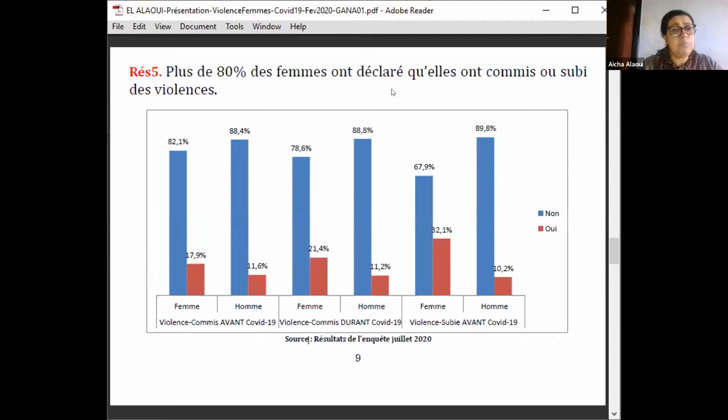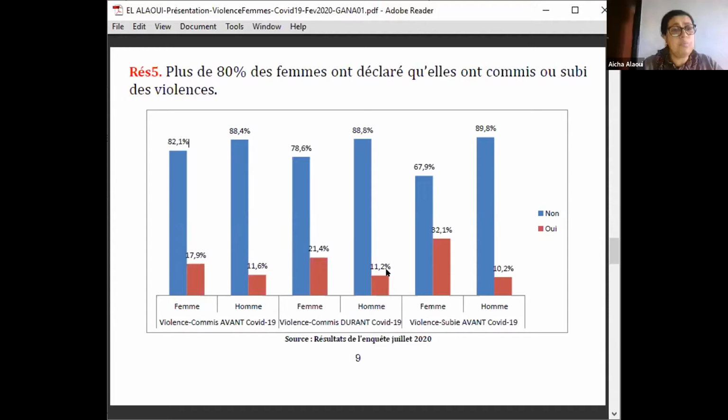Vous voyez que le schéma suivant, c'est la représentation que vous avez, elle est très importante. On a posé des questions avant Covid-19 et durant Covid-19, et ça veut dire commis et subi. On voit très bien que durant Covid-19, même les femmes ont commis des violences et bien sûr, il y a des hommes qui ont subi des violences, mais le taux pour les femmes reste très élevé. C'est elles qui ont subi plus de violences.